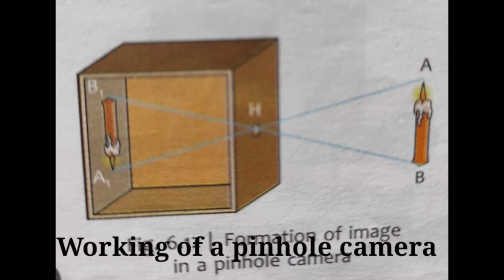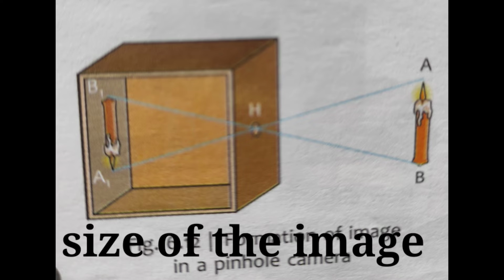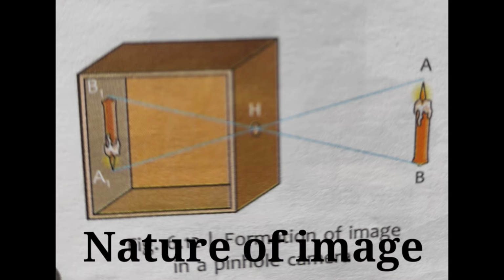Place a lighted candle AB in front of the pinhole H of the camera. Rays from the flame will travel in all directions. A ray starting from A travels along AH, passes through the pinhole H, and falls on the greased paper screen at point A1. Similarly, another ray starting from B travels along BH, passes through the pinhole H, and falls on the screen at the point B1. Thus, all the rays starting between points A and B of the candle will pass through the pinhole H.